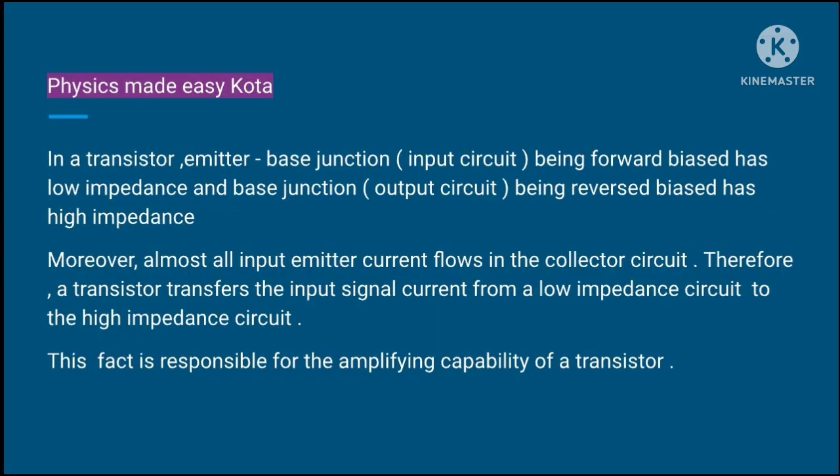A transistor's emitter base junction, that is the input circuit, being forward biased, has low impedance, and the collector base junction, that is the output circuit, being reverse biased, has high impedance. Moreover, almost all the input emitter current flows in the collector circuit. Therefore, a transistor transfers the input signal current from a low impedance circuit to a high impedance circuit. This fact is responsible for the amplifying capacity of the transistor. So a transistor acts as an amplifier.